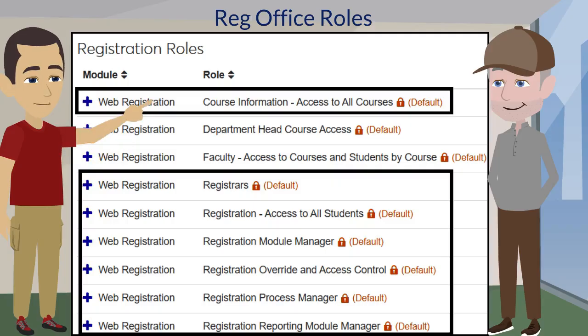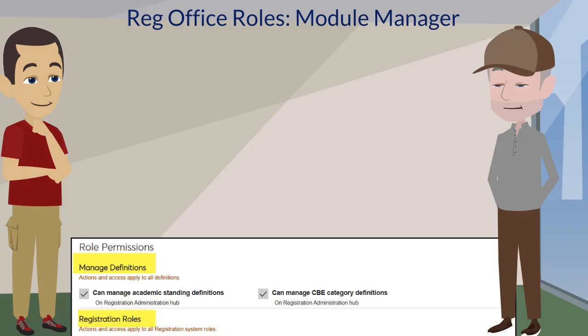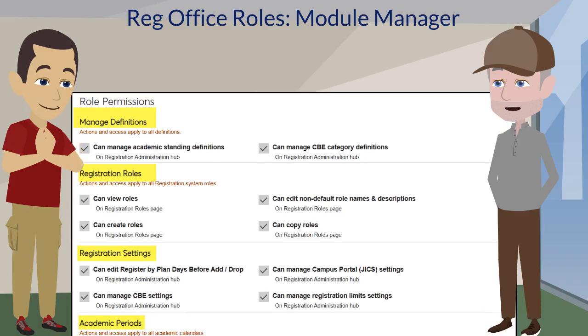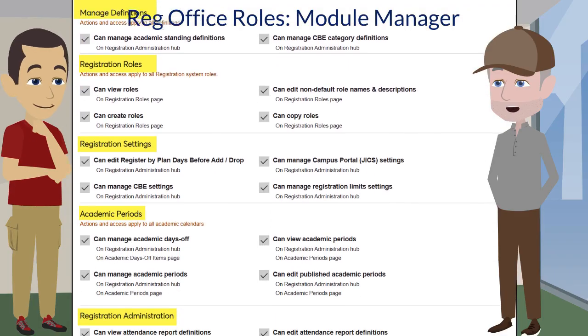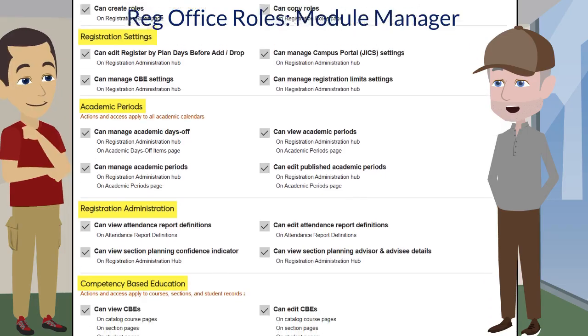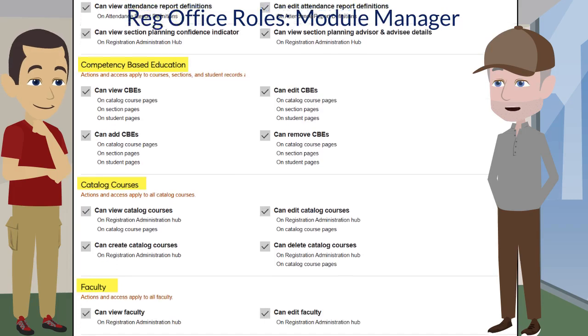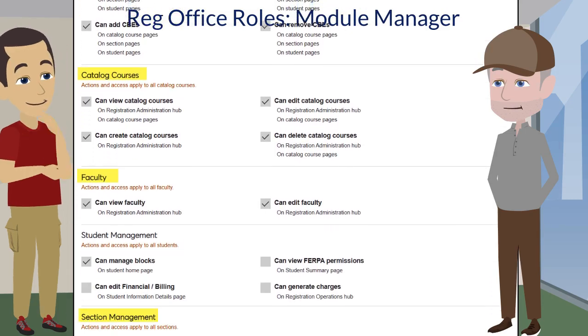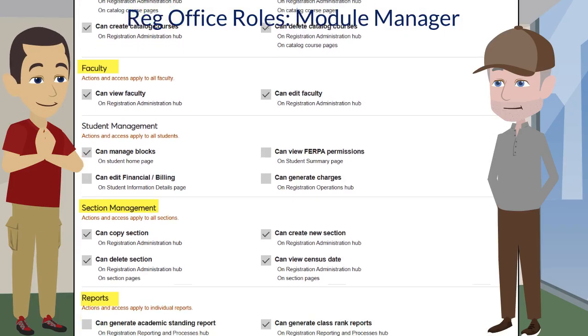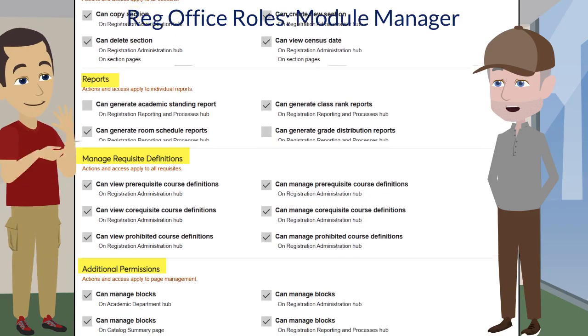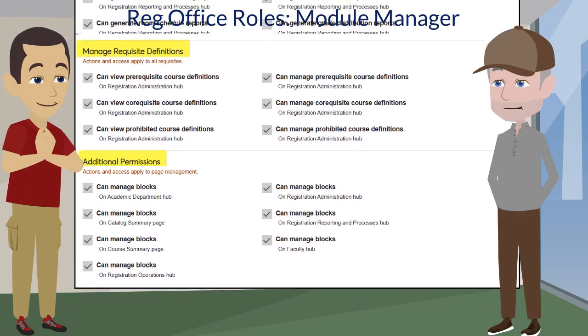Most of the registration roles are for administrators in the registrar's office. The Registration Module Manager role has the most permissions. An admin in this role can have permissions for definitions, for managing other roles, for registration settings, academic periods, the registration process, competency-based education, the course catalog, and sections. They can also manage faculty, students, requisites, reports, and information that appears on various pages.